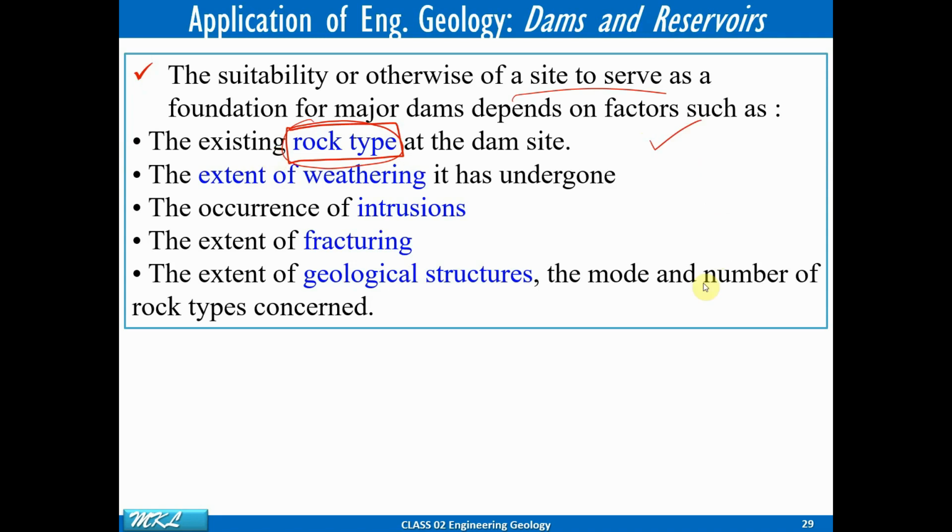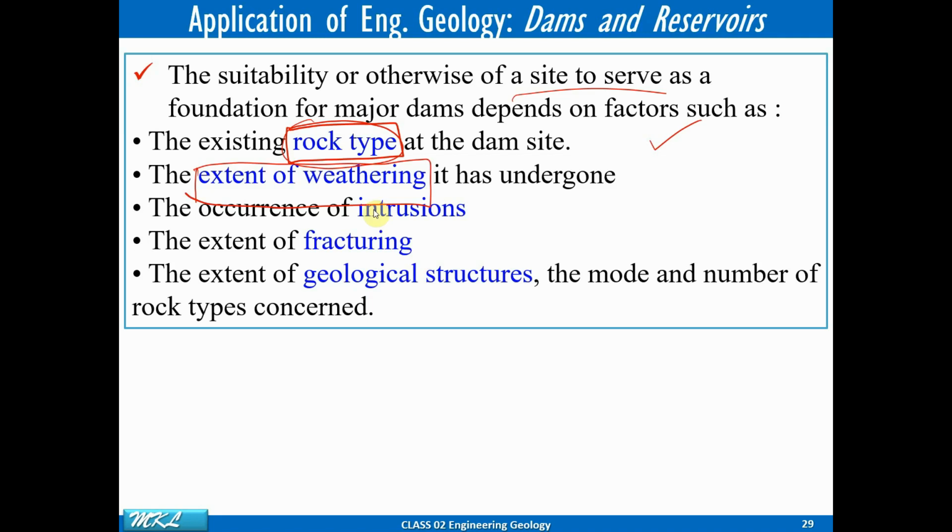The second point you have to consider, which is very important, is the extent of weathering. Suppose the rock you saw there is igneous, but it has gone under severe weathering conditions. What will happen? The rock will be weaker due to weathering. It could be an igneous rock, but due to the weathering, it will be weaker.